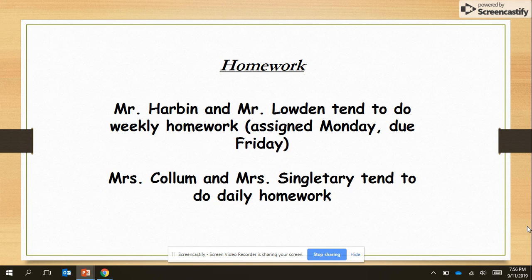As for homework, Mr. Hardman and Mr. Loudon tend to do weekly homework. So we assign it Monday and it's due Friday, while Miss Calm and Miss Singletary tend to do daily homework. So each day before or after the warm up, they'll go over the daily homework and make sure your child got the right answer. If not, they work through the problem with them.